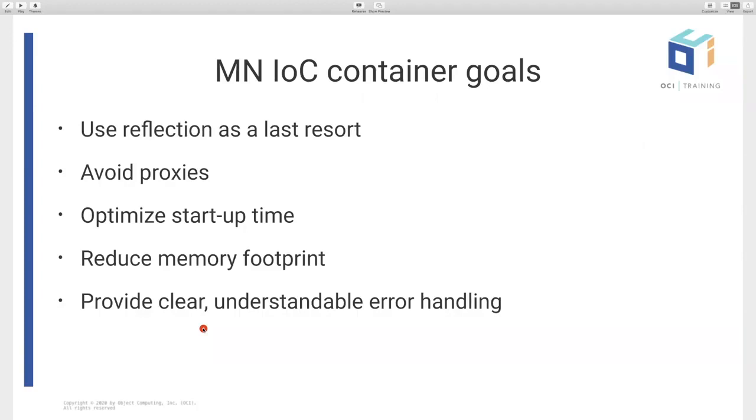Also, fast startup time is not useful only in serverless scenarios or when you have containers, but also in testing, right? So you want your tests to start embedded servers as fast as possible, and that's something that you get with Micronaut, right? So the goals of the inversion of control in Micronaut are: use reflection as the last resort. I believe right now we don't have any reflection at all in the framework. Avoid proxies, optimize startup time, reduce memory footprint, and provide easier and clearer error handling.